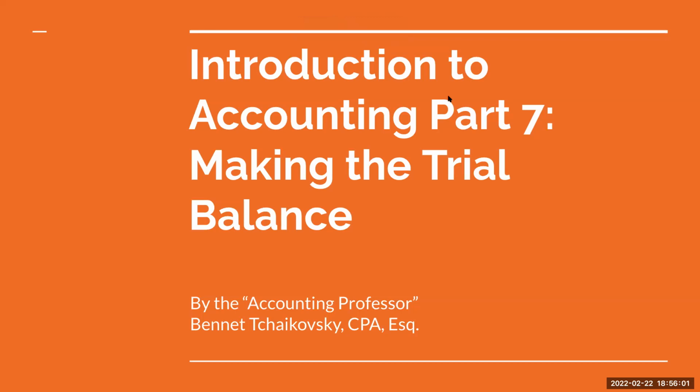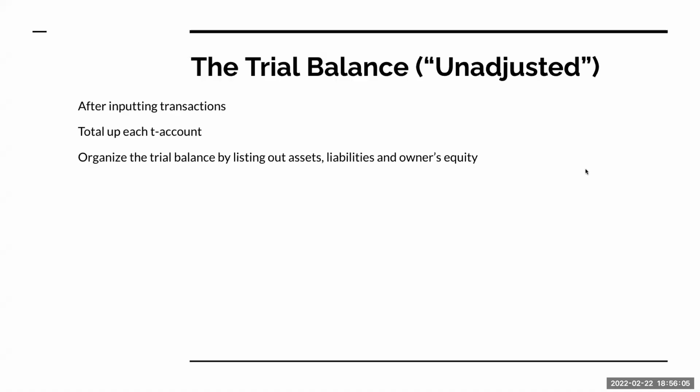7. This is making the trial balance. So after we did part 6 and we input those transactions, what we're now going to go through and do is total up each T account. And then we're going to be organized. We're going to create a trial balance by listing out our assets, liabilities, and equity. And let's have some fun.